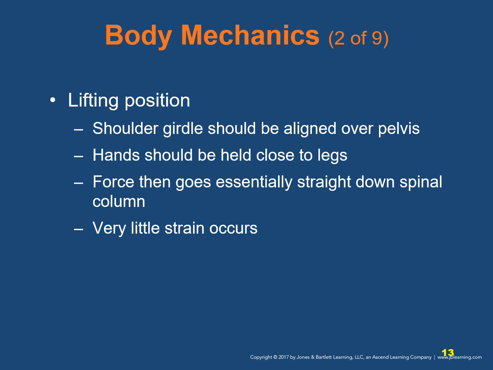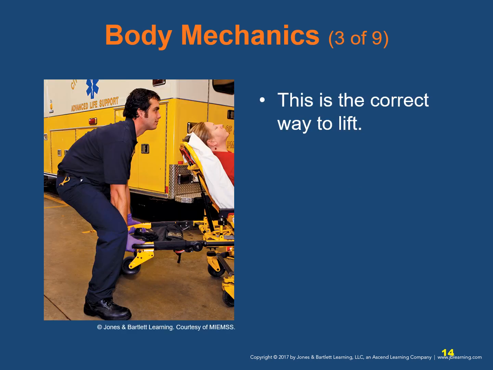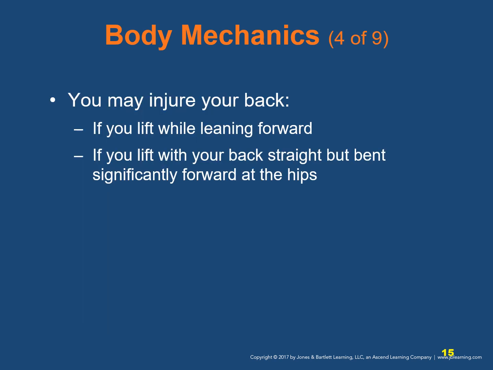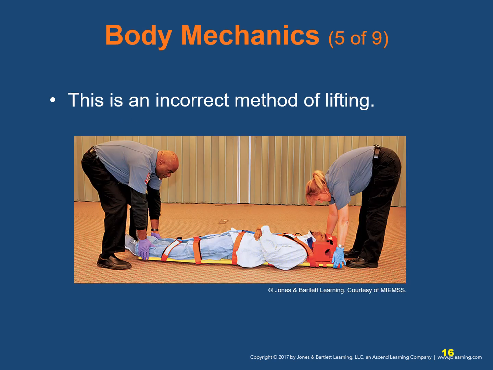Let's talk about lifting position. The shoulder girdle should be aligned over the pelvis. The hands should be held close to the legs. Force then essentially goes straight down the spinal column, and very little strain occurs. This is an example of the correct way to lift. You may injure your back if you lift while you're leaning forward, or if you lift with your back straight but bent forward at the hips. This is an incorrect method of lifting.